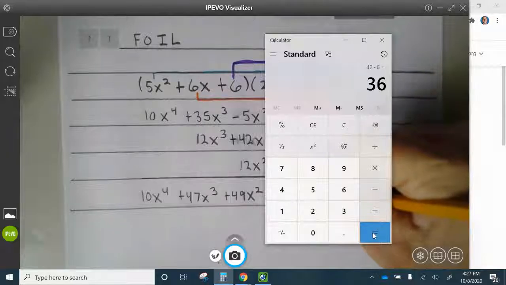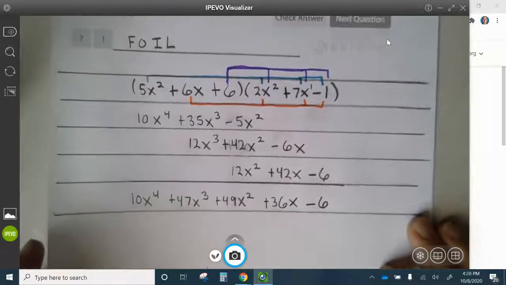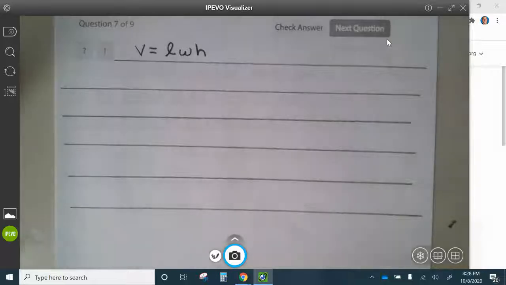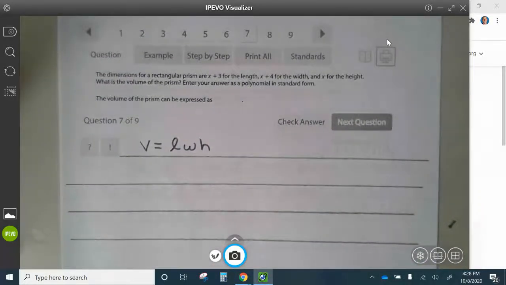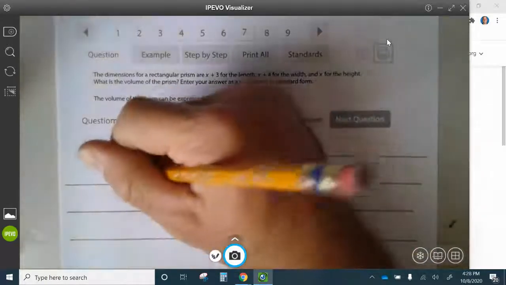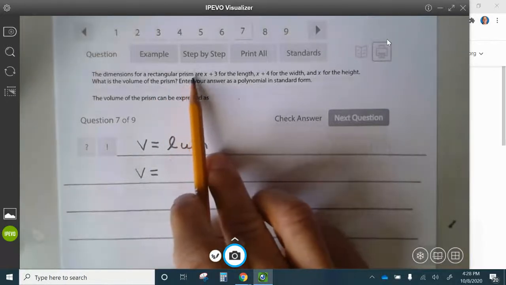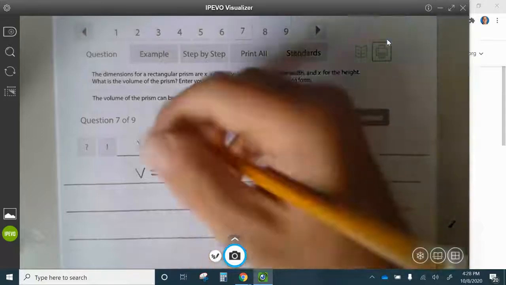All right, let's look at question number 7. Okay, the dimensions for a rectangular prism are x plus 3 for the length, x plus 4 for the width, and x for the height. What is the volume of the prism? Enter your answer as a polynomial in standard form. So the volume of a rectangular prism is length times width times height. Okay, so volume equals the length, which is x plus 3, times the width, which is x plus 4.